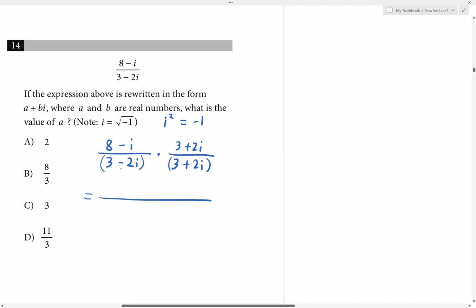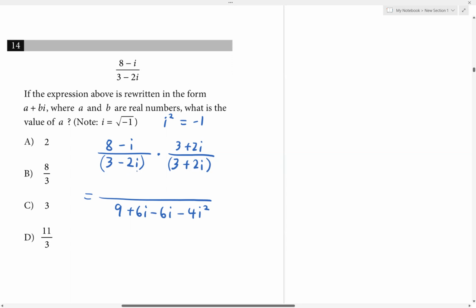We multiply these like FOIL. First term times first term: 3 times 3, that's 9. The outer term, 3 times 2i, that's plus 6i. The inner terms, negative 2i times 3 is minus 6i. And then the last term times the last term, negative 2i times positive 2i, that's negative 2 times 2 is negative 4. i times i is i squared. So we get negative 4i squared.